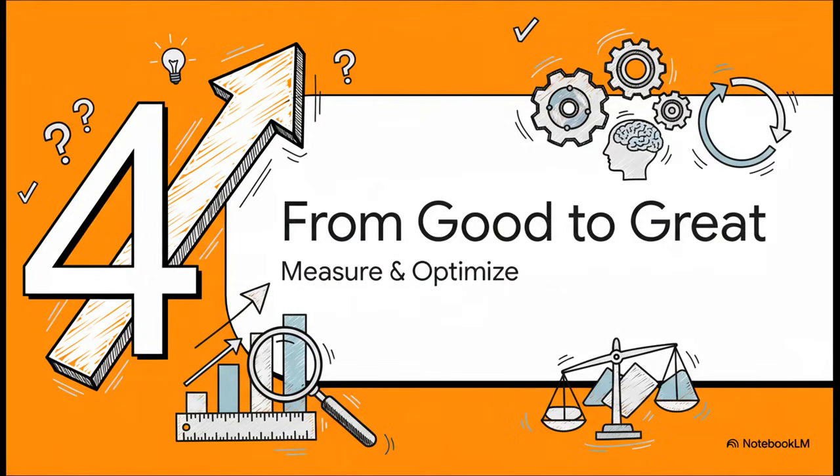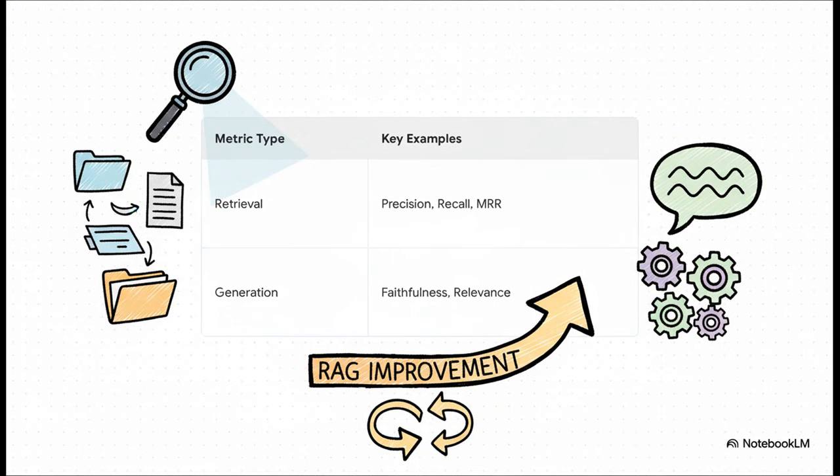So, you've put all this work into building a smart RAG system. That's awesome, but how do you actually know it's any good? How do you measure its performance and make it even better? Well, that's where evaluation comes in. When we evaluate a RAG system, we're really looking at two separate things. First, there's the retrieval part. The basic question is, did it find the right information? We use metrics like precision and recall to figure out how accurate and thorough that search was.